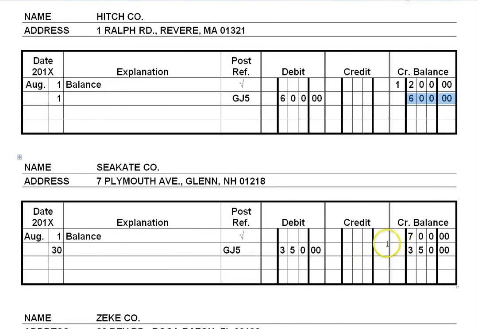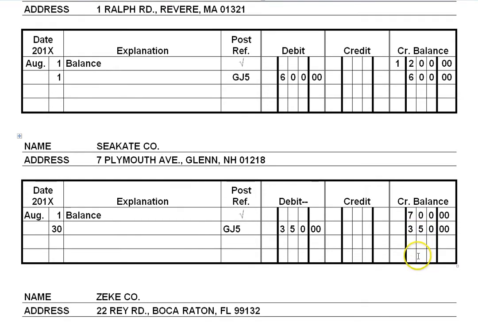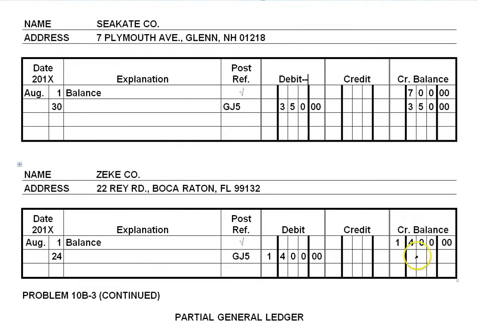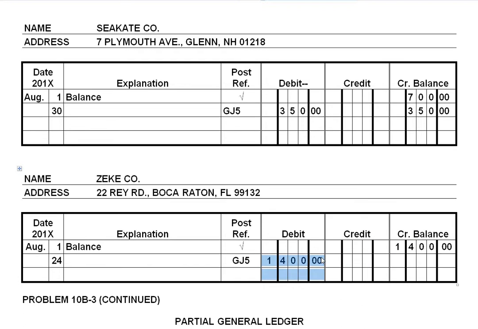We still owe Seagate over here $700 minus the debit. Of course, that reduces accounts payable. You know that accounts payable is a liability, so when you debit it, you reduce the credit balance to a $350 credit balance. Zeke, we paid off in full without taking, I don't know if we took the discount, it doesn't matter. We settled out his account with a full $1,400. So that's the subsidiary ledger.